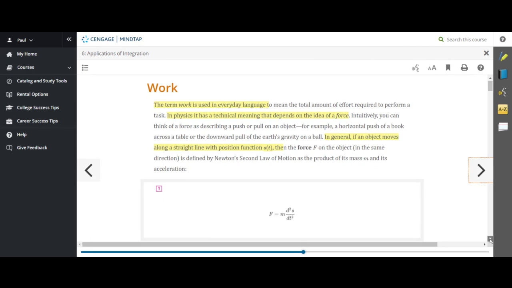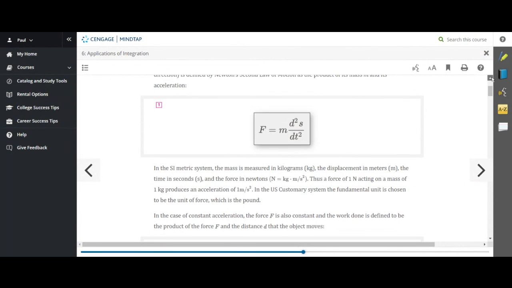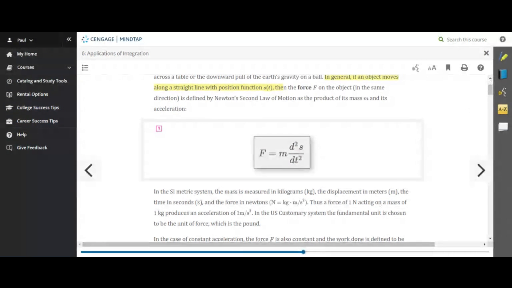Let me bring it down here. This is Newton's second law of motion. So what does this mean here in the box? What is Newton's second law of motion? Force equals mass times acceleration. That's right, Maria.